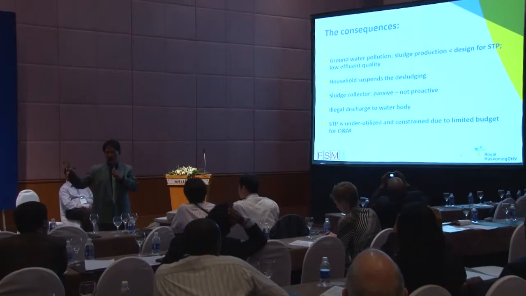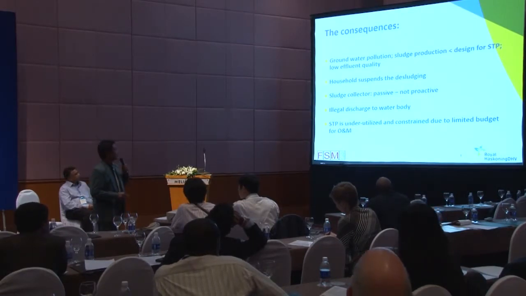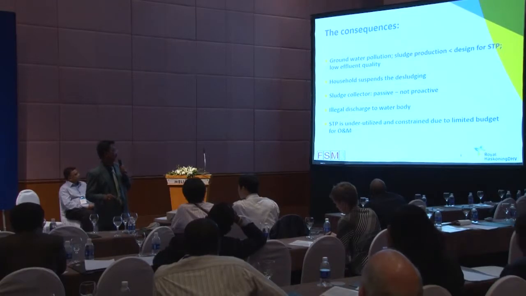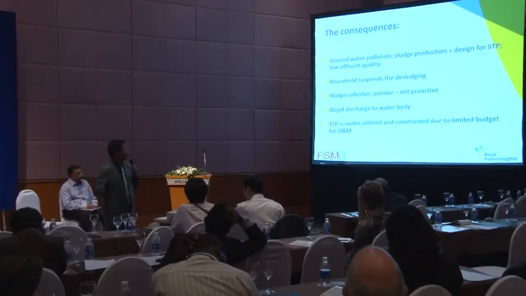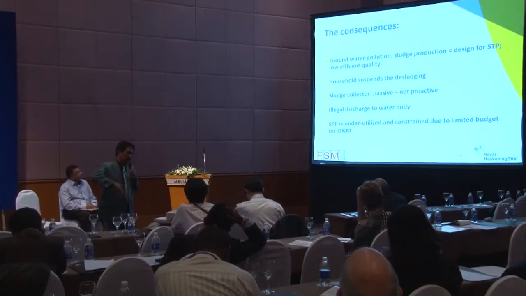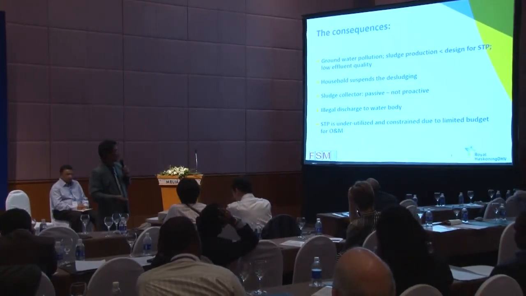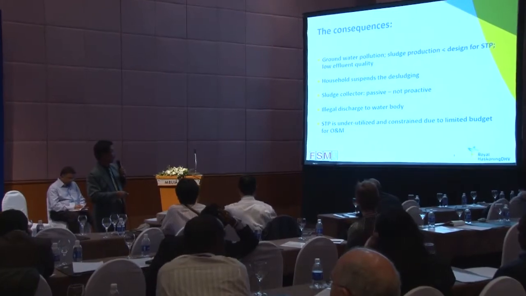Well, the consequence is groundwater pollution, because the detention time is so limited. Sludge production is below the design for the STP. Previously, the design was okay. So many households have to be covered and are divided considering a 2-year period. Then you have to meet a certain volume of STP. But without enough sludge produced, the design is much too big. And then there is low effluent quality.